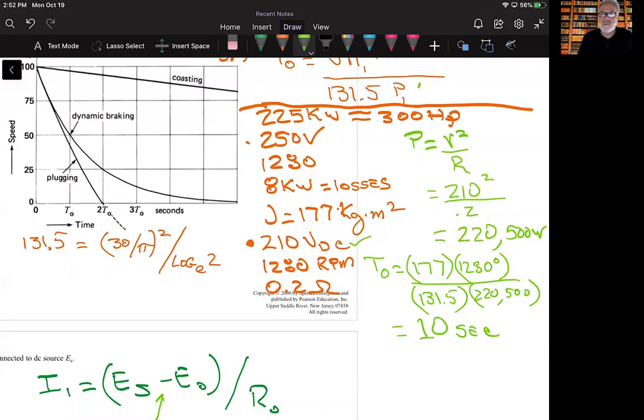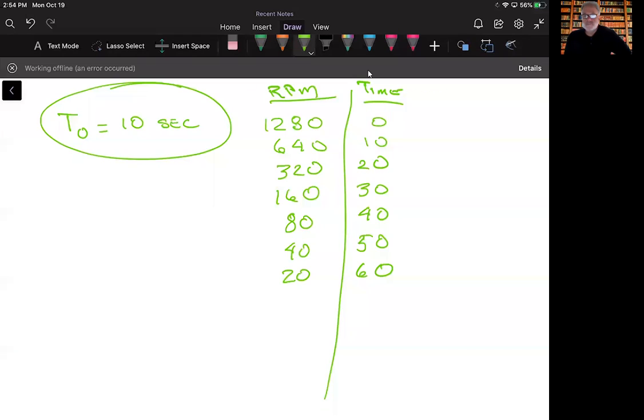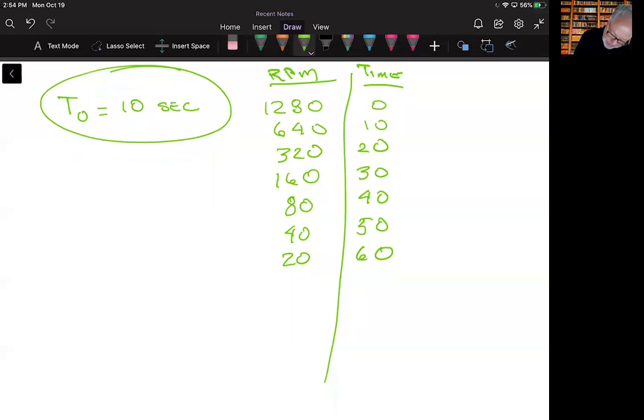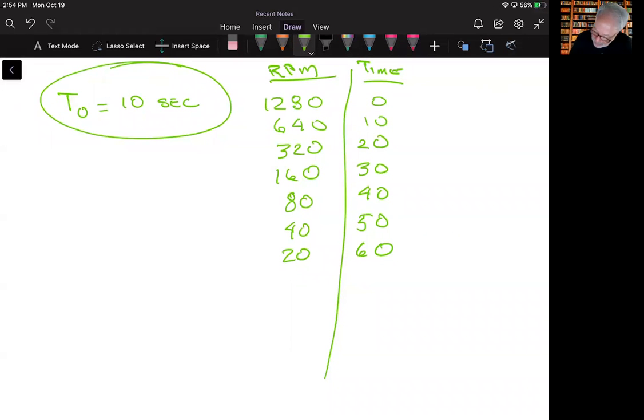Okay. So that gives us part A of this problem. Other than having to calculate what the power is, it was pretty much just plug into this 5-9 formula and go from there. Okay, so the second part, it says, what is the time for the motor speed to drop to 20 RPMs?